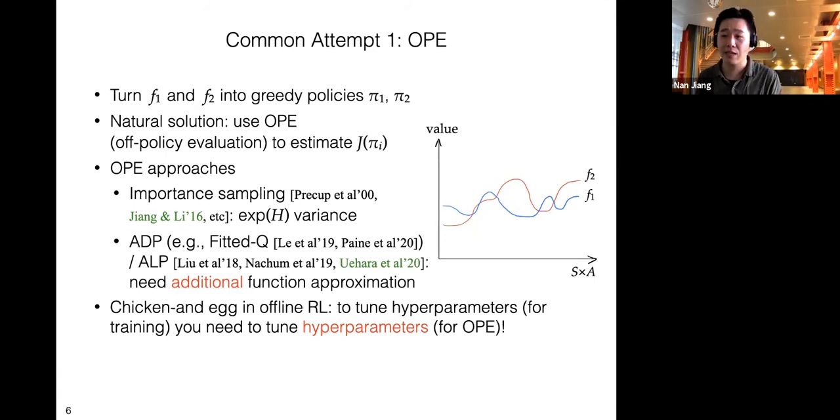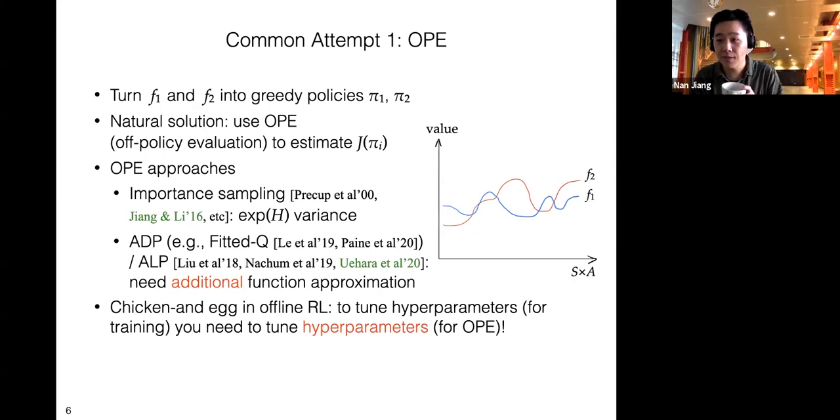And in the practical scenario, this is also very problematic because if you think about hyperparameter tuning in offline RL, right? You say, okay, to do hyperparameter tuning, I need to have this entire function approximation separately, but who's gonna tune that function approximation, right? So essentially, to tune hyperparameters for training, you're asking me to tune hyperparameters for evaluation, right? That creates a very weird chicken and egg problem.